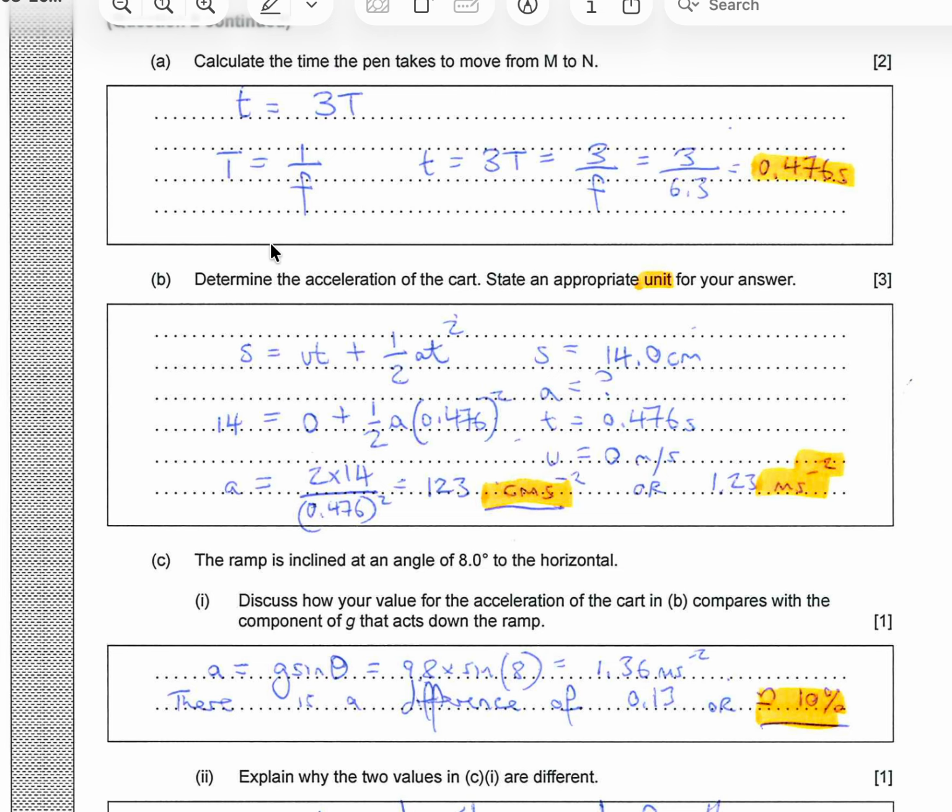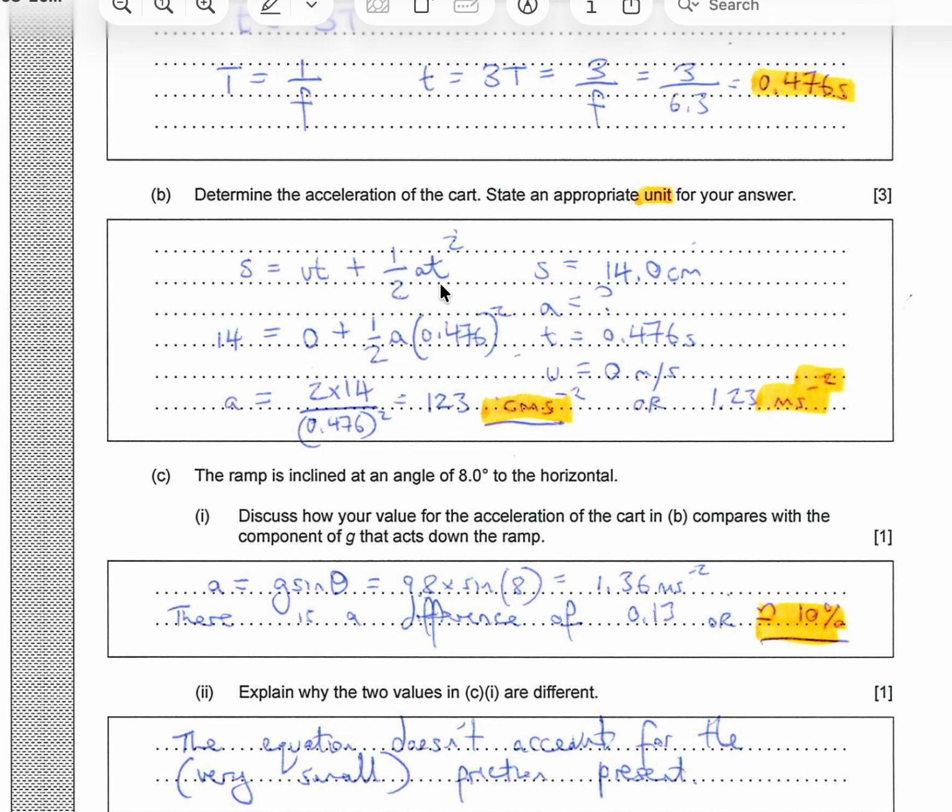We're then going to use some suvat to do the acceleration of the cart. We're going to use the fact that s equals ut plus half at squared. We've calculated t, we know we began at rest, and we know the distance we travelled. So I'm going to say 14 centimetres is equal to my 0, that's from 0 speed at the beginning, plus a half at squared. I'm going to rearrange that, so I've got a equal to 2 times 14 over 0.476.